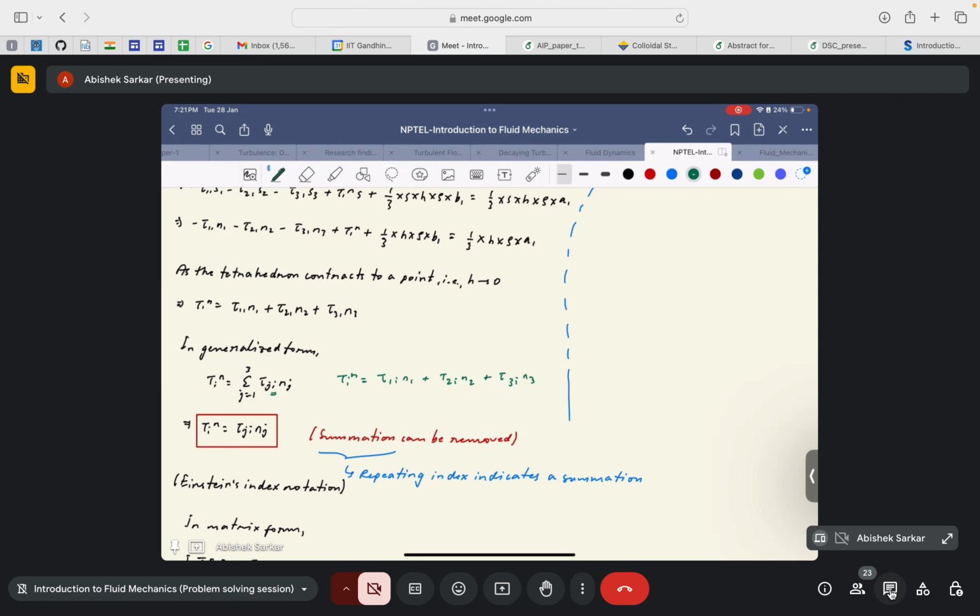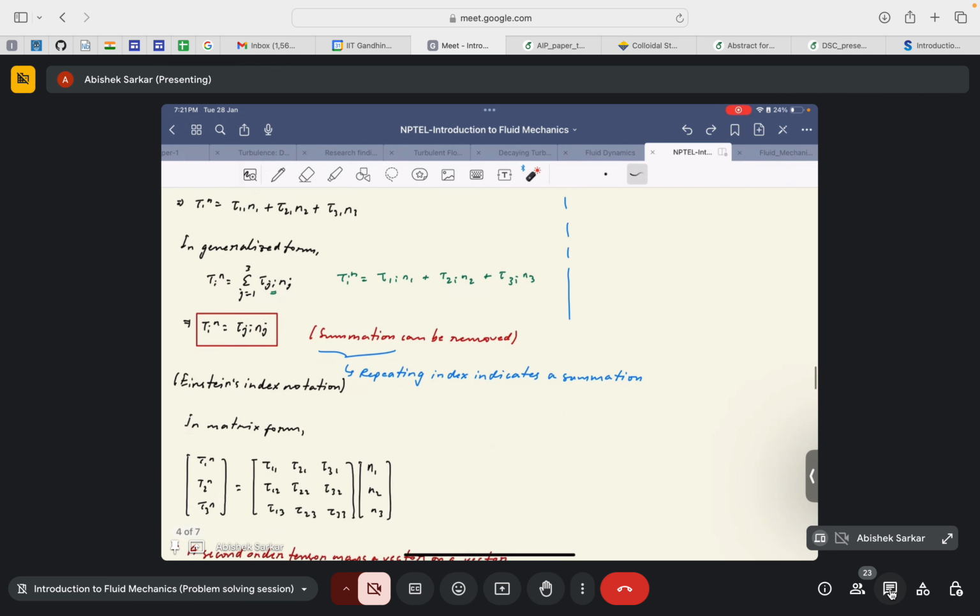Okay, since it's repeating twice in the expression, in Einstein's index notation this repeating index denotes a summation. So tau i n can also be written as tau ji into nj, where it inherently means that there is a summation over this repeating index j. Okay, that's what's known as Einstein's index notation. The repeating index indicates a summation.